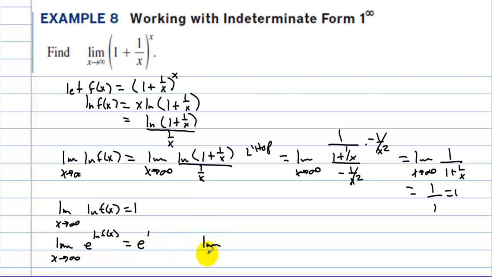And now we have the limit as x approaches infinity of f of x, e to a natural log, those cancel out. We have the limit, just f of x here, is equal to e. So e is the answer, e to the first power.